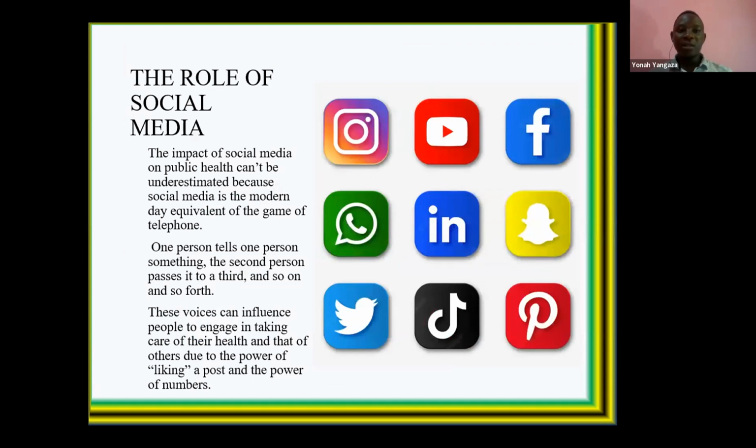So how has social media been contributing in fighting against NTDs? The impact of social media on public health can't be underestimated, because social media is the modern-day equivalent of the game of telephone. One person tells another person something, the second person passes it on to the third, and so forth. This voice can influence people to engage in taking care of their health, and that is due to the power of linking people and the power of numbers.